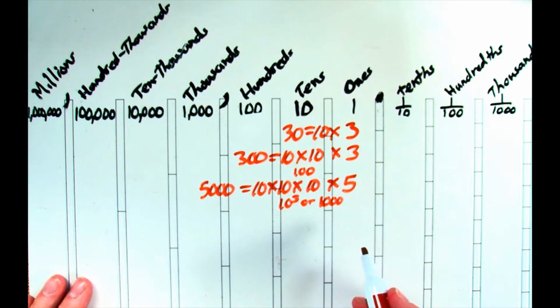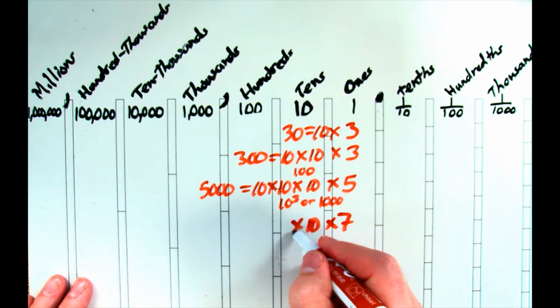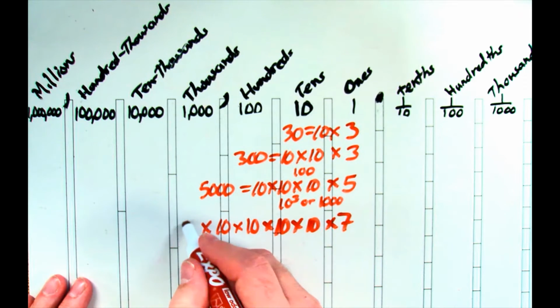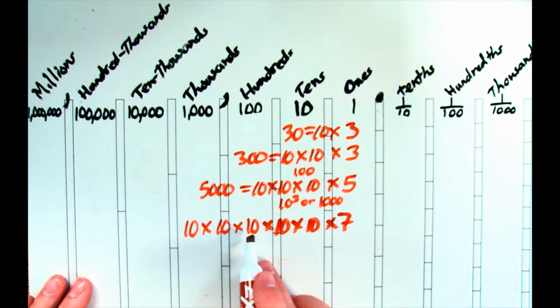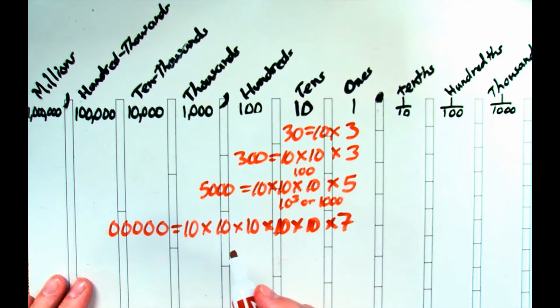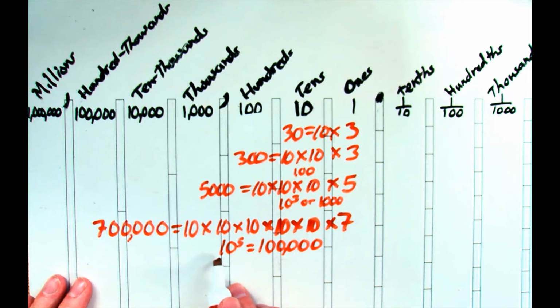Okay, so let's try that again. So let's do 7 times 10 times 10 times 10 times 10 times 10. So look at the numbers. Again, we would have 1, 2, 3, 4, 5 zeros, and then we've got the 7. So that would be the same thing as 700,000. Now 10 times 10 times 10 times 10 times 10 would be the same thing as 10 to the 5th, which is equal to 1, 2, 3, 4, 5 zeros, 100,000. So 10 to the fifth is the same as 100,000.